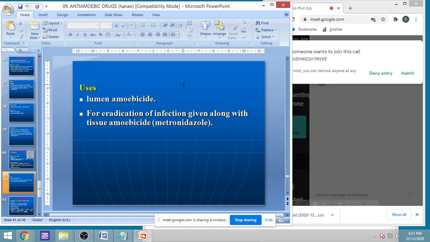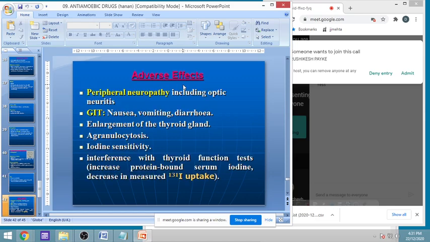It is used as a luminal amoebicide. It is for eradication of infection, given along with a tissue amoebicide like metronidazole. A very popular adverse effect associated with this is optic neuritis. That is peripheral neuropathy, and optic neuritis is there. That is very commonly known as SMON.